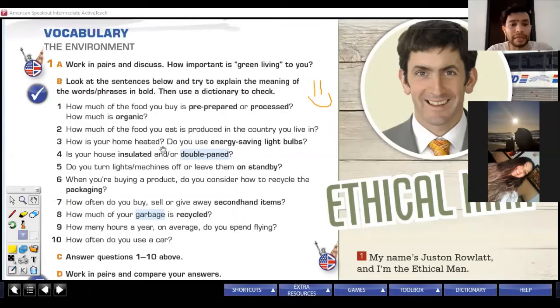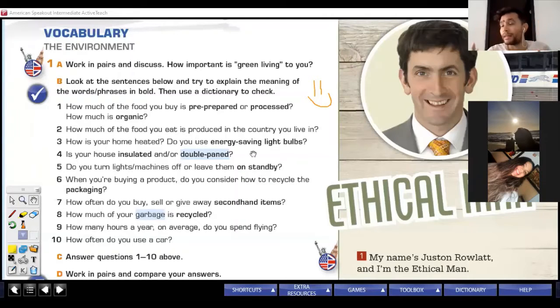How is your home heated? Do you use energy saving light bulbs? How is your home heated? I think we cannot say this here in Barranquilla, because Barranquilla is so hot. So it's more like how is your home cooled, right? How is your home cooled? And do you use energy saving light bulbs?